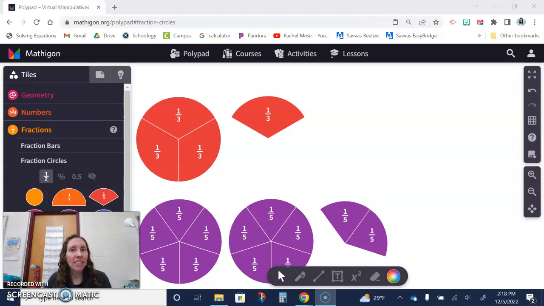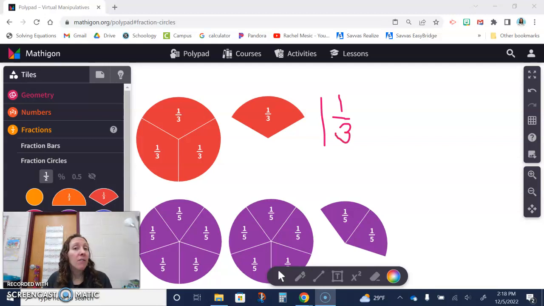Today you are going to practice converting mixed and improper fractions. So let's first start with a mixed fraction. For this first situation with these red fraction pieces, we have one whole circle colored in, and then we have another 1/3 sized piece.